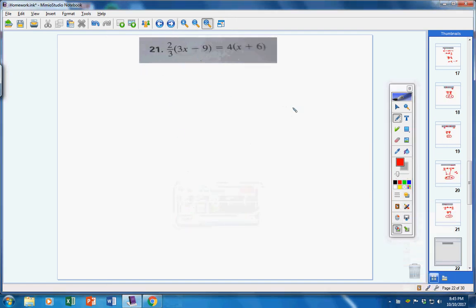Number 21. First of all, simplify both sides. Take your 2/3, multiply it through. 2/3 times 3x is 2x. 2/3 times negative 9 would be negative 6. 4 times x, 4x. 4 times 6, positive 24. Next, eliminate fractions.